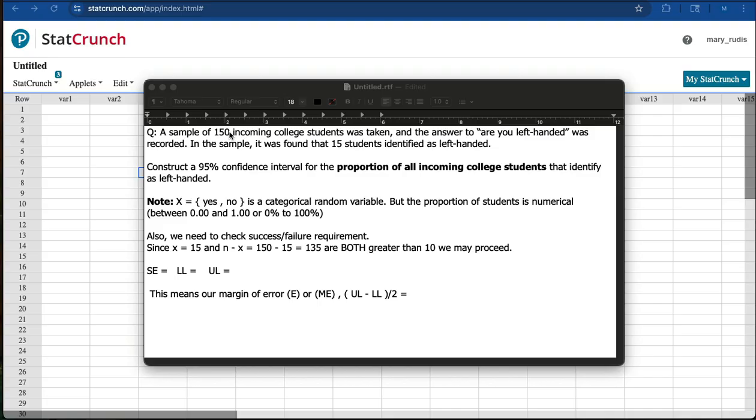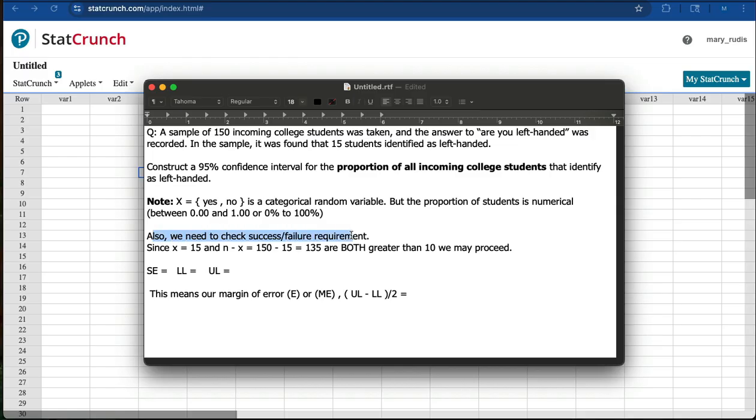Secondly, we need to make sure that all of the students that were surveyed are independent of each other. So there's no obvious relationships between them. And we can assume independence since it was a simple random sample. The third thing is that we need to check the success failure requirements. So let's talk about that here.